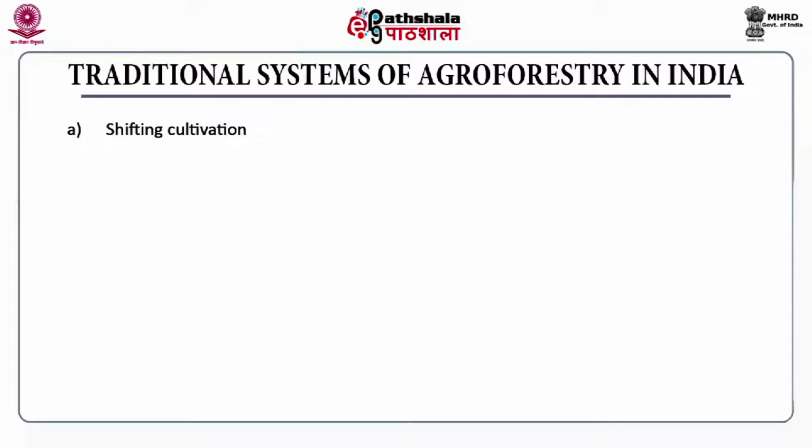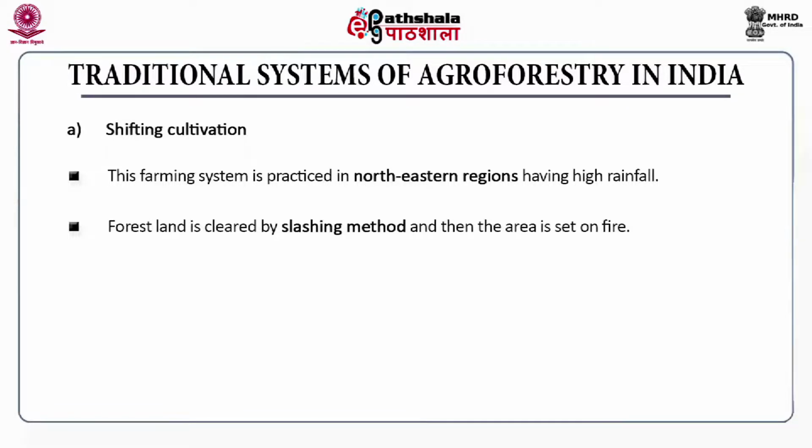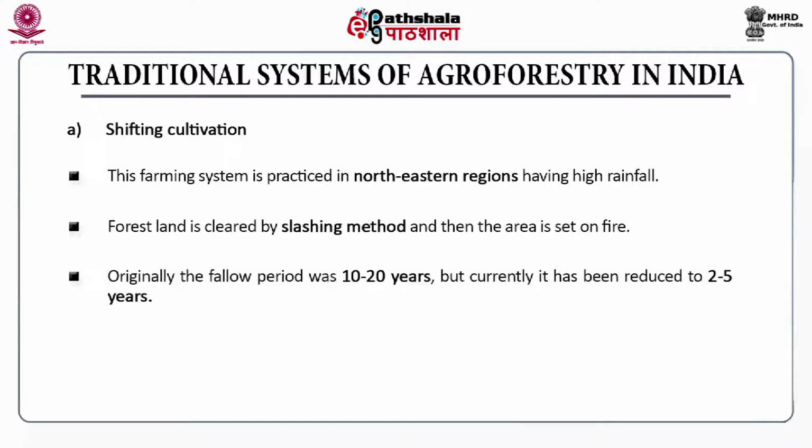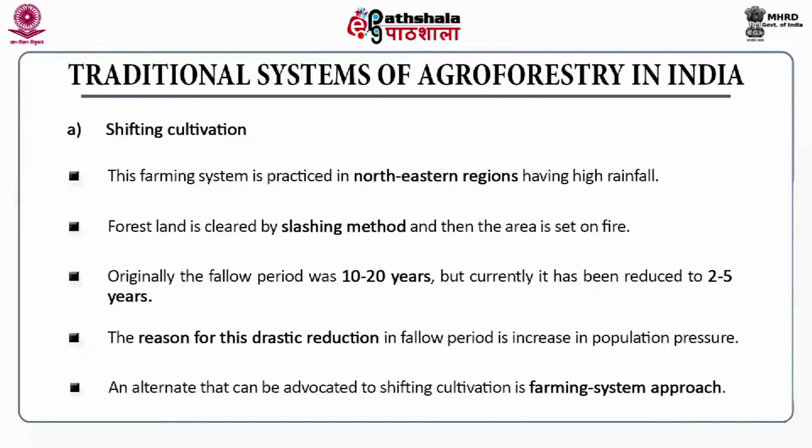This cultivation is also known as jhum cultivation. This farming system is practiced entirely in northeastern regions having high rainfall. Forest land is cleared by slash and burn method and then the set area is set on fire. Originally, the fallow period was around 10 to 20 years, but currently it has been reduced to 2 to 5 years. The reason for this drastic reduction in fallow period is an increase in population pressure. An alternative that can be advocated to shifting cultivation is farming system approach.